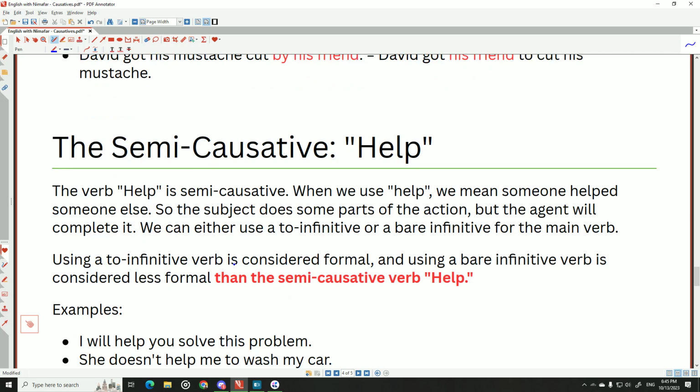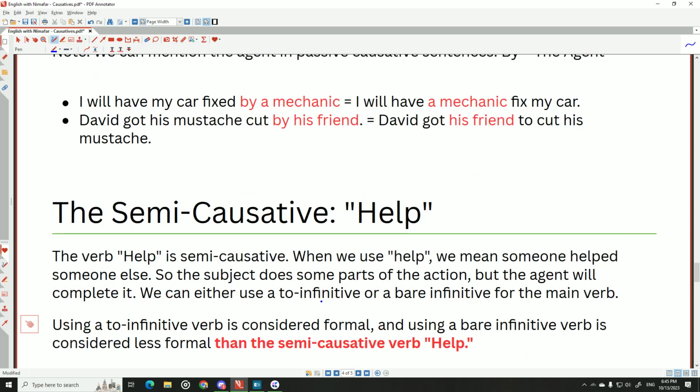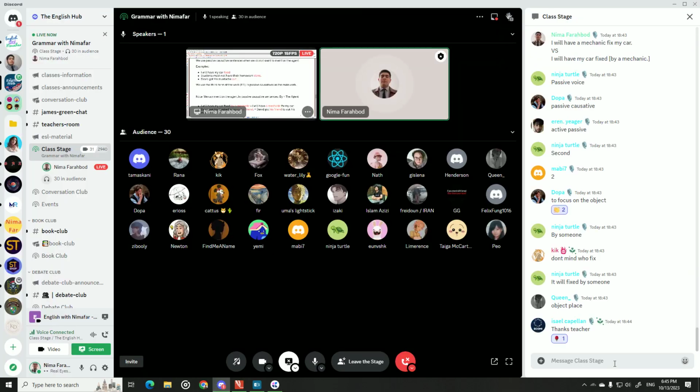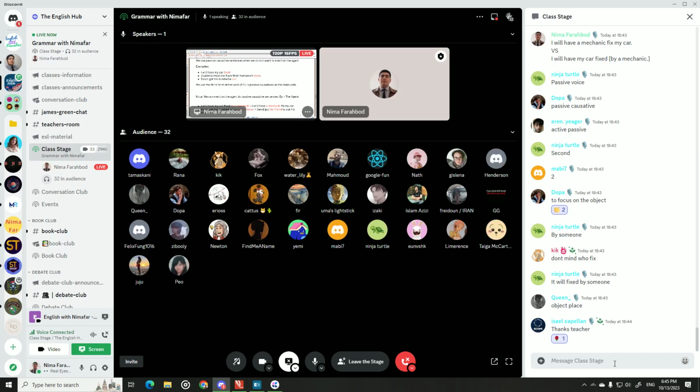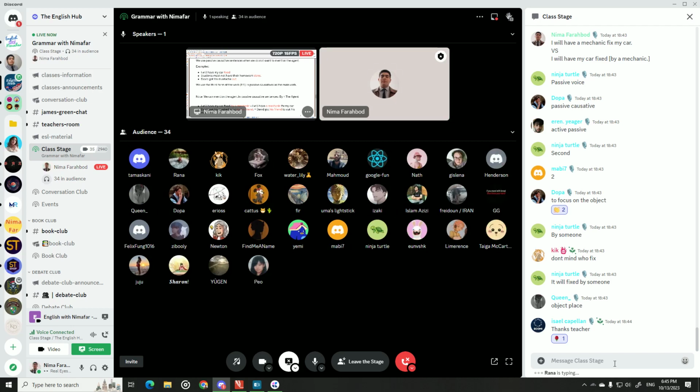So, the semi-causative verb help. First, I have this question. What does help mean? When you say, he helped me, for example, he helped me yesterday, or she helps me with my homework, what does it mean?